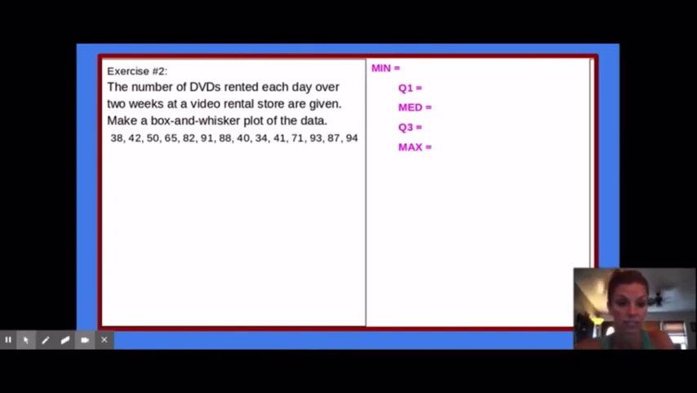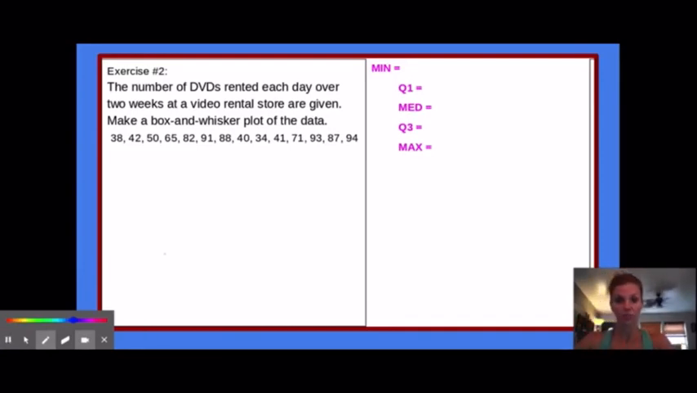This one actually gives us what we're talking about. It says the number of DVDs rented each day over two weeks at a video rental store is given. Make a box and whisker plot. Oh, remember? You guys don't remember? Like Blockbuster, or a video rental store. This would all be 0 now.